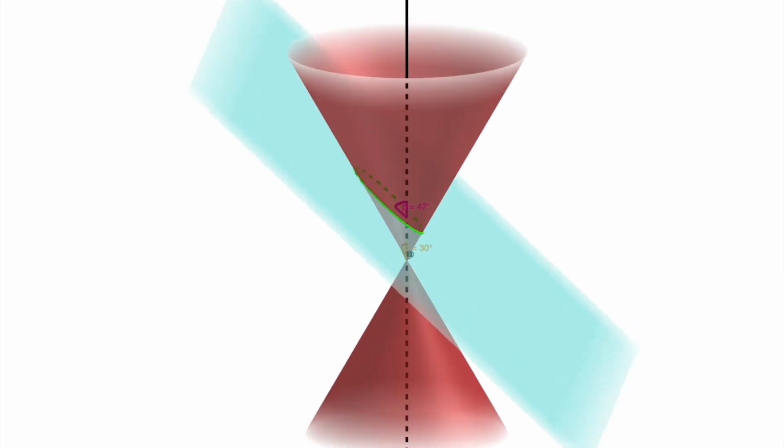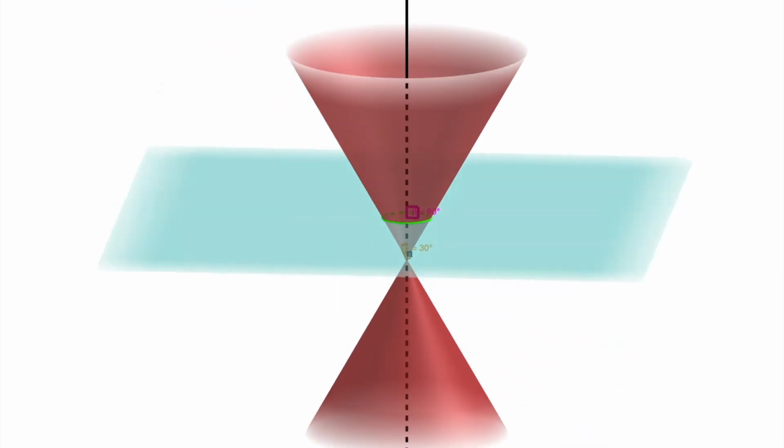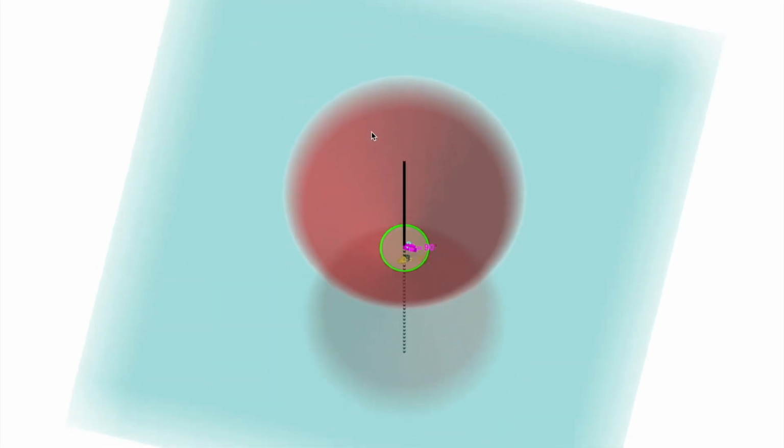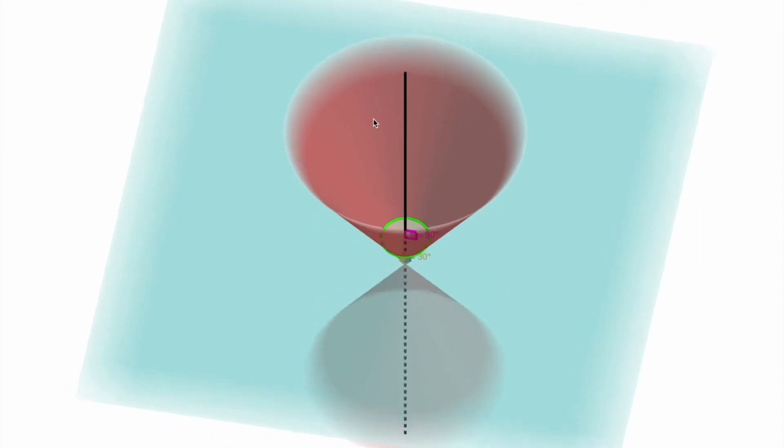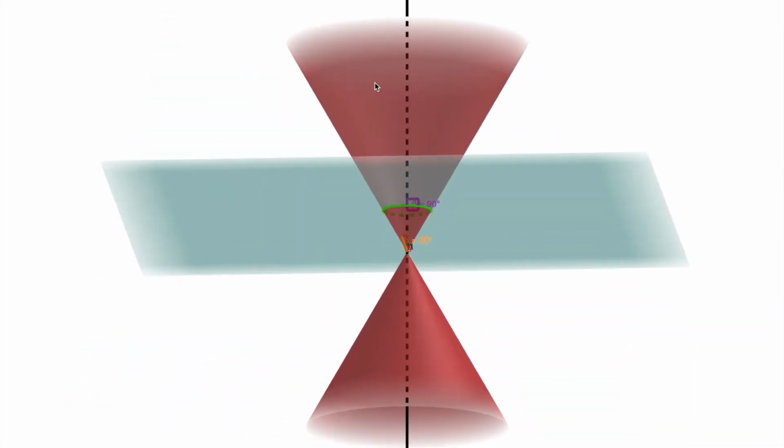There is a special case here. If we have alpha less than beta and beta equal to 90, that is when the axis of the cone is normal to the cutting plane, we get a special ellipse called a circle.